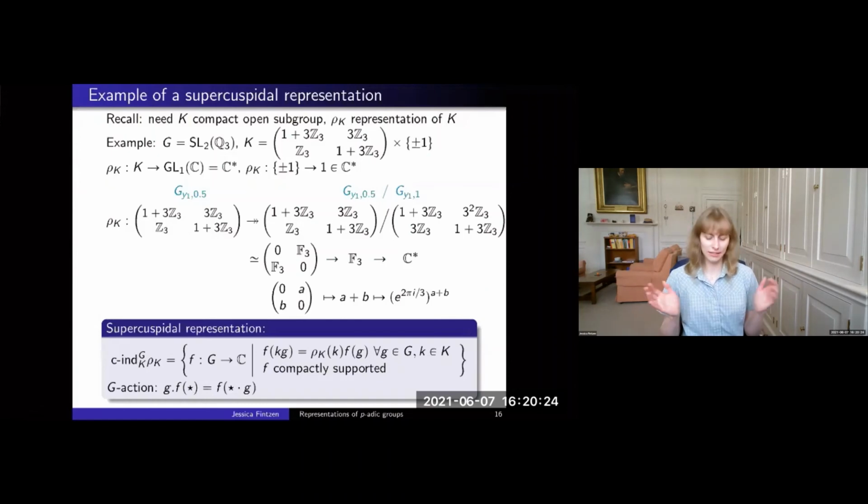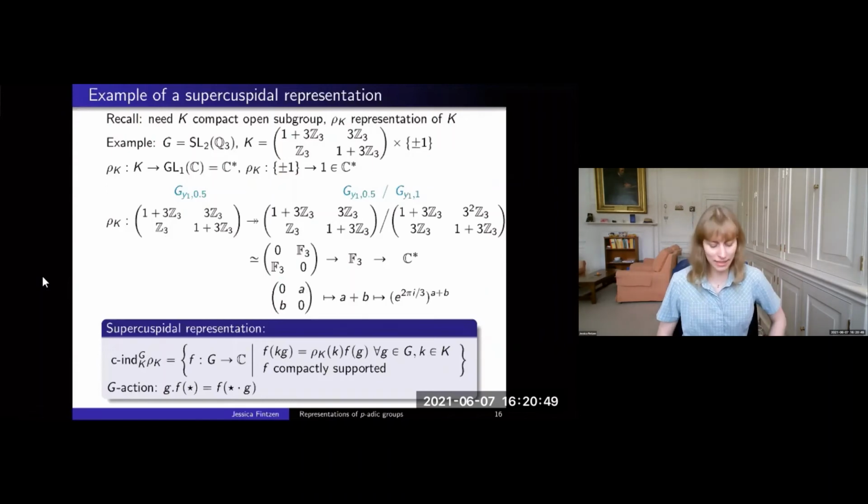And the general construction of JKU is along the same lines, but maybe it's better if I wait to the next slide to say more. But the main idea is that we need some representation of a compact open subgroup like this character, and then we compactly induce it. Oh wait, are there any questions on this?